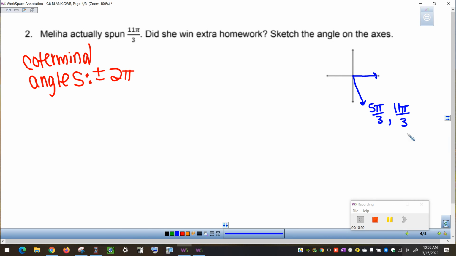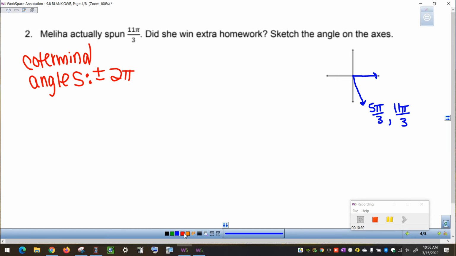And so we saw this in the picture, why 5 pi over 3 and 11 pi over 3 are coterminal. But I wanted to take a look here at the math behind it. So what's happening behind the scenes? What do we actually do if we're trying to add or subtract 2 pi?